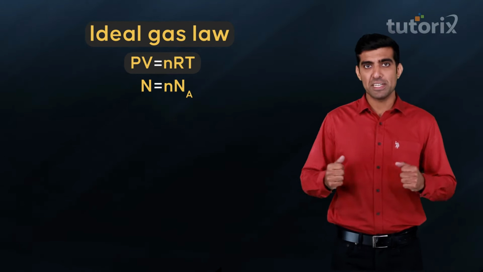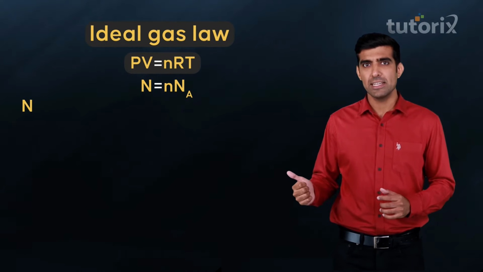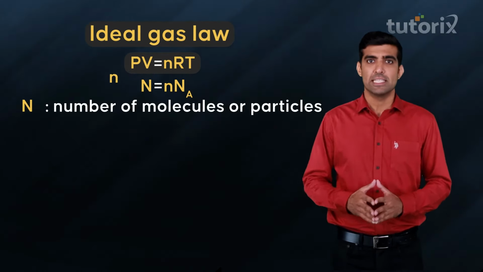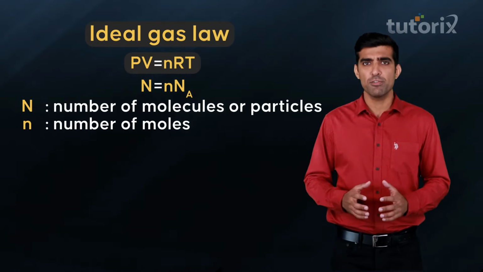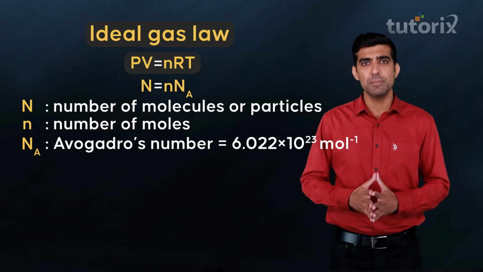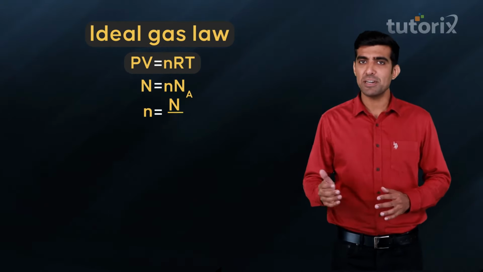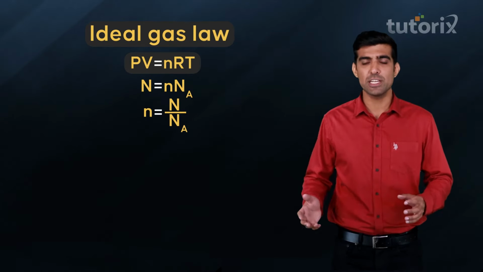Let's take in all the different N's before it gets confusing. The first capital N is the number of molecules. The second small n is the number of moles. And the last Na, obviously, is Avogadro's number. And thus, the number of moles can be written as number of particles divided by Avogadro's number.